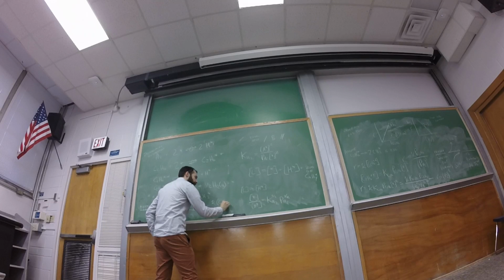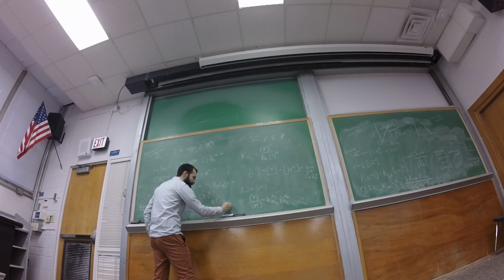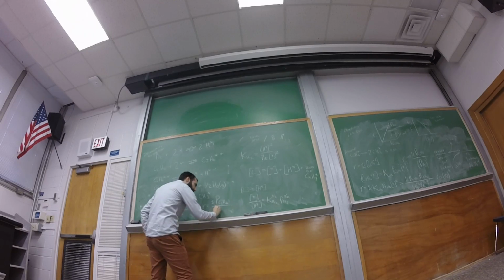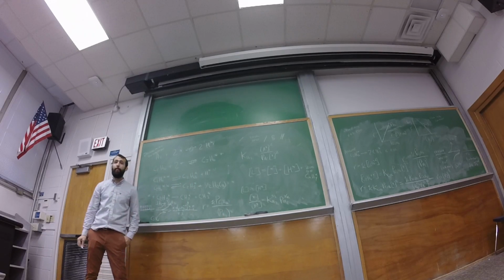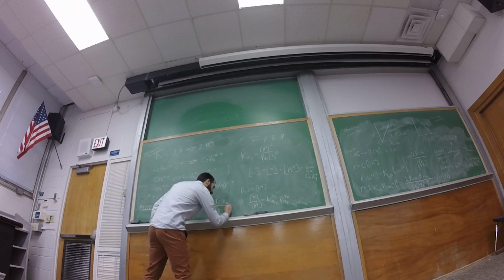times the pressure of C2H5, or excuse me, C2H6. I've been doing pressure the whole time. I'll keep doing it. Divided by what goes down here? The pressure of hydrogen to what power? 1 1/2. 1.5.